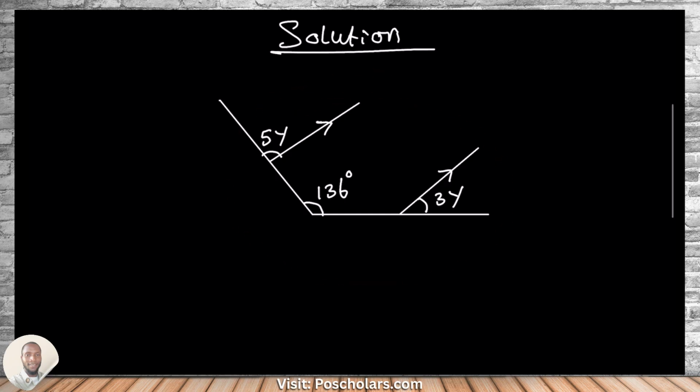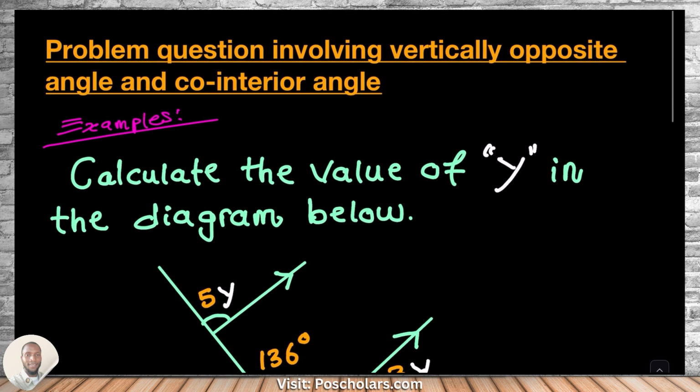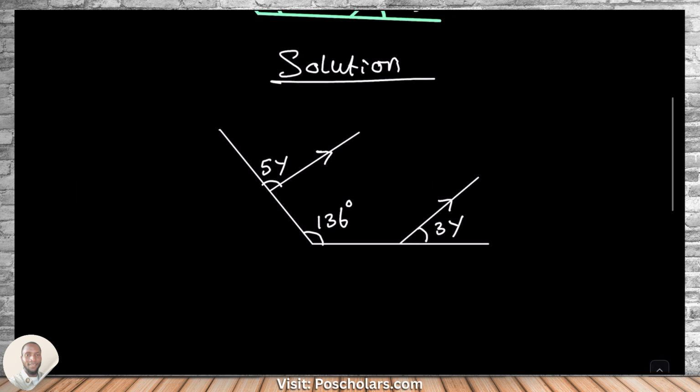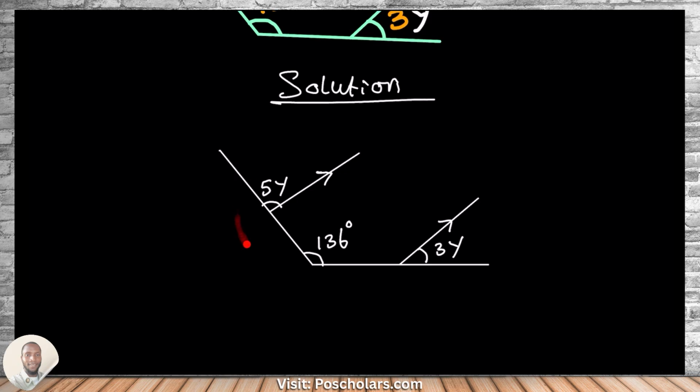If you check the title very well, you see that we are focusing on vertically opposite and cointerior angle. So if you don't know vertically opposite and cointerior angle, solving this question will be tedious, although you can still employ other types of angle to solve this problem, right? So what you can do is extend the lines, right? So I can insert a parallel line here. Just watch me while I do it.